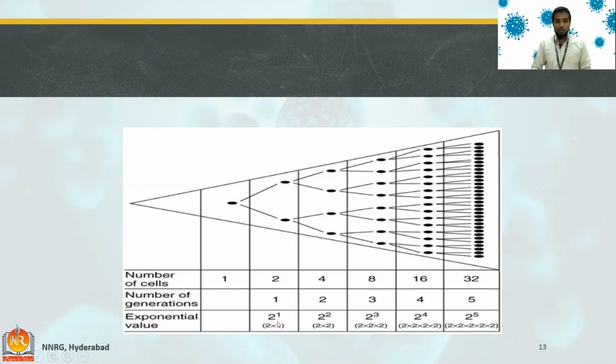Similarly, exponential value 2 power 1. Okay, 2 power 1 is 2. Then 2 power 2, that is 4. And 2 power 3, 2 power 4, 2 power 5, 2 power 6, 7, 8 keeps on increasing. This is called the exponential phase.